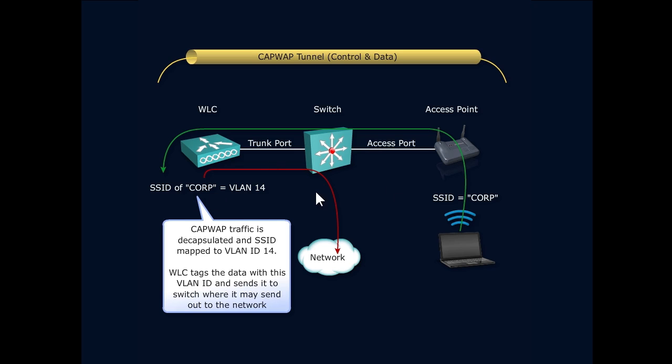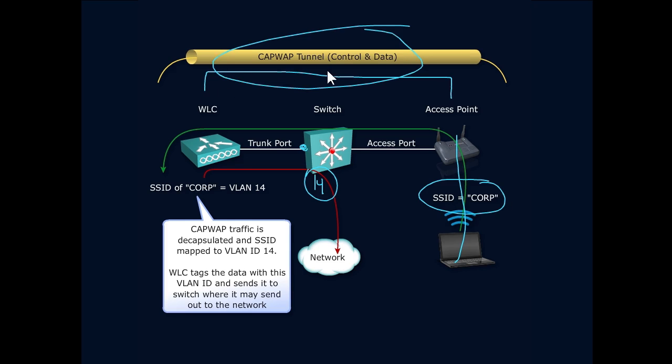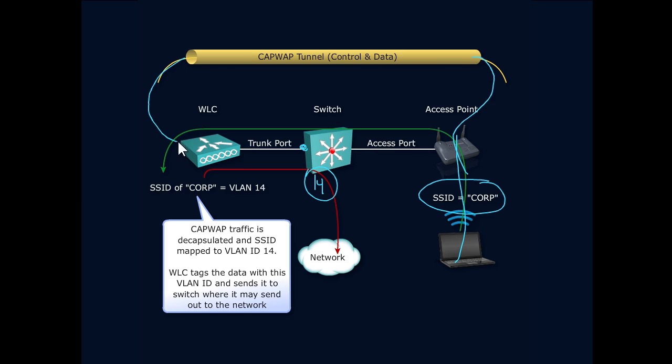We identified a VLAN 14 over here on the switch. So that exists. We identified that we would allow VLAN 14 over this trunk port. We have configured the client to connect to an SSID called Corp. When that happens, we get connected to the access point, but remember this is lightweight, so everything is occurring using this CAPWAP tunnel. That's what's providing the framework that we're actually using. So our data goes through the tunnel, goes into the WLC environment.